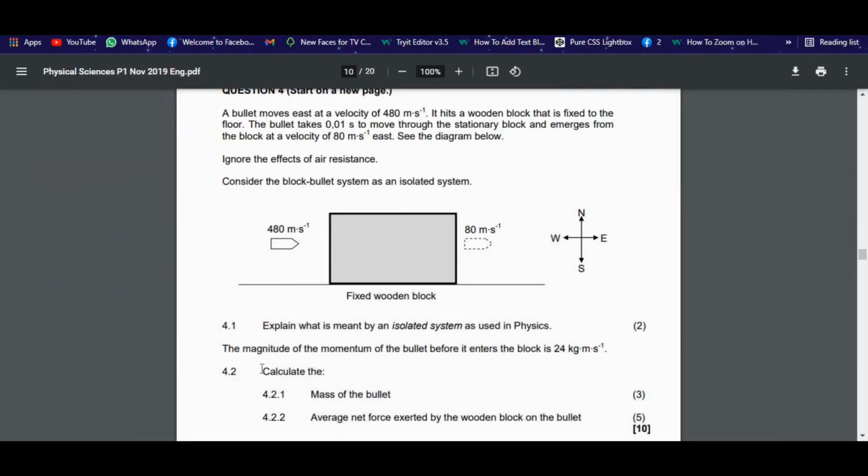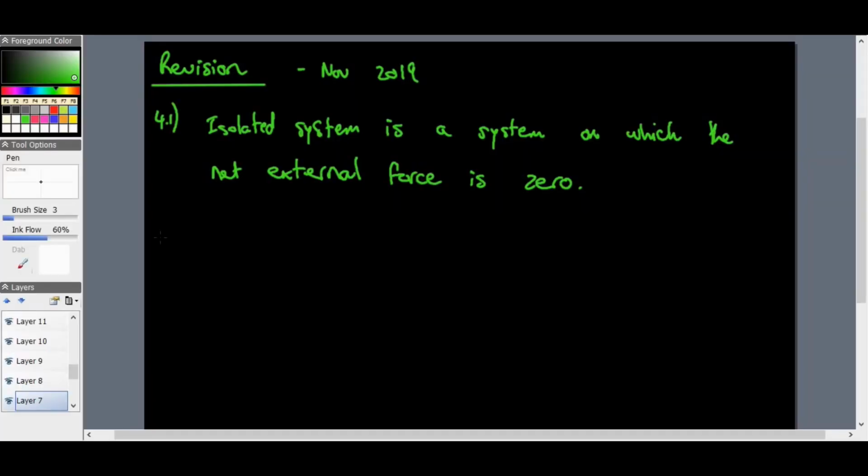Now they say for 4.2, the magnitude of the momentum of the bullet before it enters the block is 24 kilograms meters per second. Calculate the mass of the bullet. Well, we all know the momentum formula, right? p is equal to mass times velocity. p is the symbol for momentum. We were given p, so that is 24 is equal to the mass, which is unknown, but we know that the bullet was traveling at a speed of 480 meters per second.